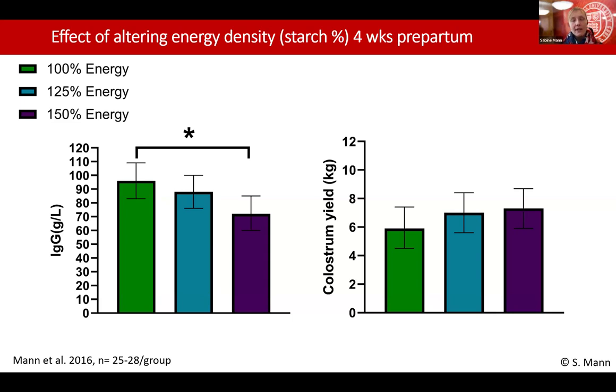So there's a little bit of a trade-off here, but when you look at the data, only about 14% of the variability in the IgG concentration is merely explained by the difference in yield. So we're thinking that there is some effect of feeding the starch that is independently influencing the colostrum yield of these cows, and not just diluting out what they would have given in any case.